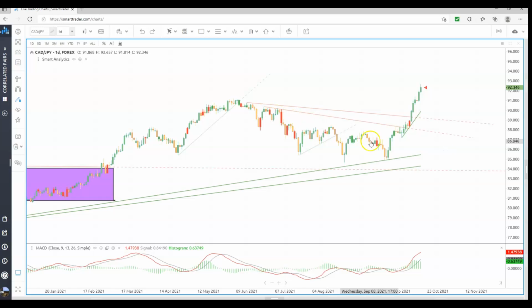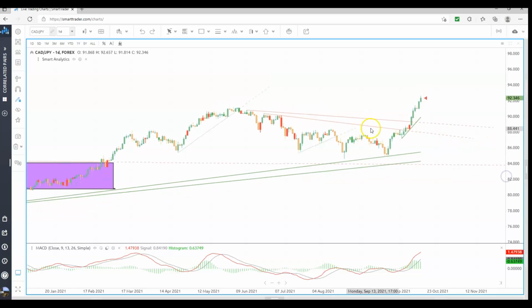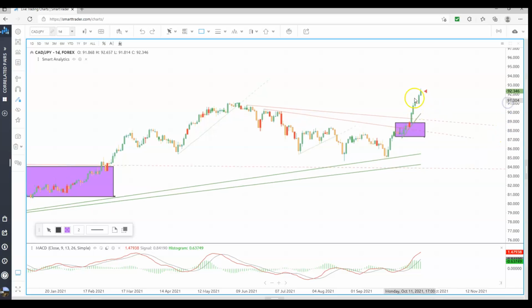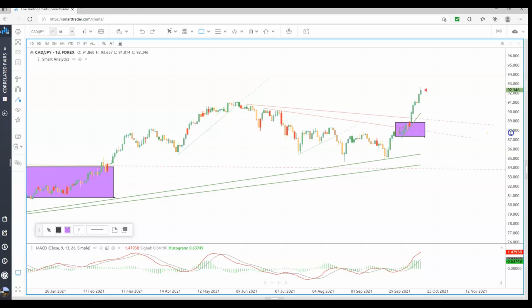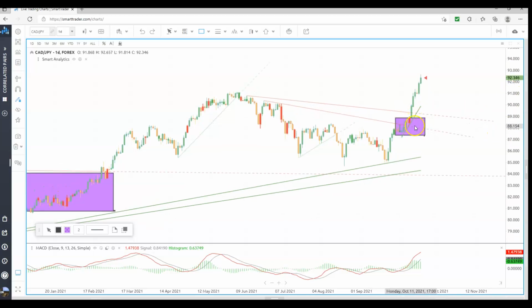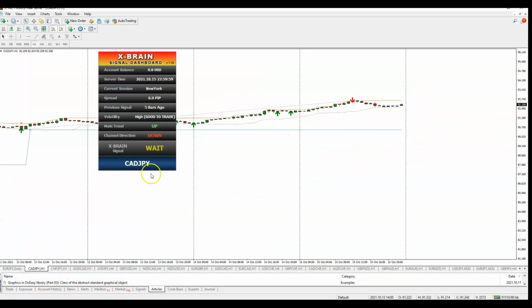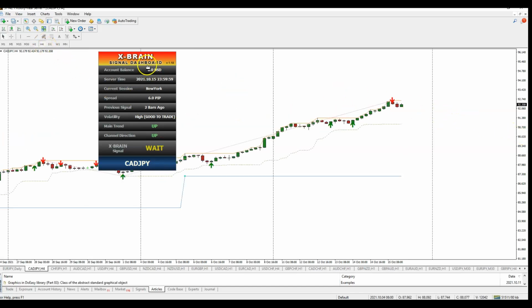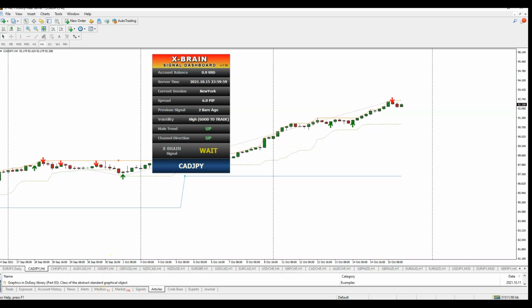and then it retraced, and what happened? It broke the trend line here on October 5th, right there, and it broke the second trend line and continued to rally. So again, trading trades using the Smarttrader platform, trend line breaks, validating that on the X-Brain indicator, very powerful way to trade using the Smarttrader platform and the X-Brain indicator.